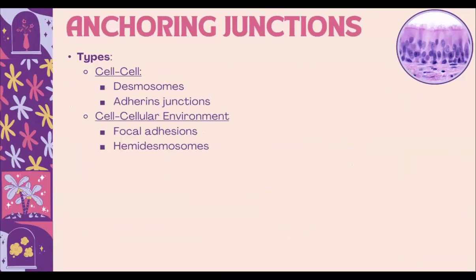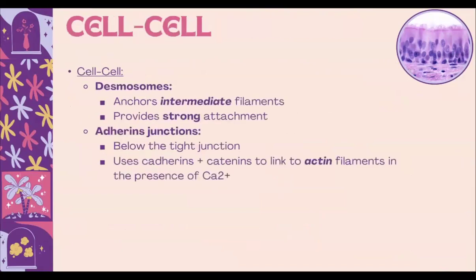Then you have anchoring junctions. So we're on the second type. Anchoring junctions has two subtypes. So it has junctions that are between the cell and the cell, and then between the cell and the environment. So these are the two types of junctions you have. So cell to cell, you have desmosomes, and these are for intermediate filaments. It is good to know the type of filament that is associated with the junction, because sometimes you can get questions on them. So desmosomes are very, very strong, and they're from intermediate filaments, which are kind of the main filaments.